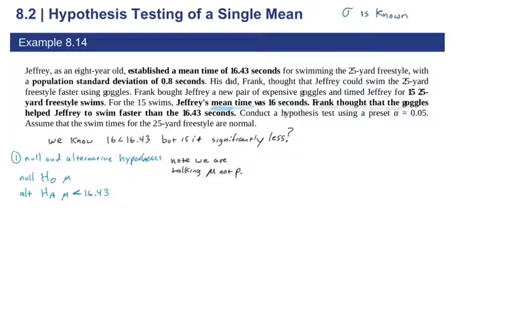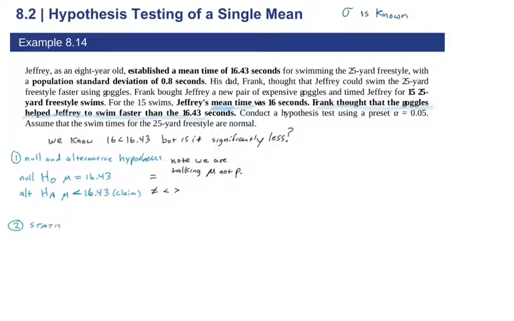That's actually what he's saying here. Frank thought that the goggles helped Jeffrey swim faster than 16.43. Faster means less time, since in a race, less makes it faster. And then our null is going to get 16.43. I always like to identify the claim, whatever information it's giving us. We're going to use that a bit later when we do our decision. And if you recall, the null can only take on the equals. The alternative can have not equals, less than, or greater than. That's how I decided which to put where.